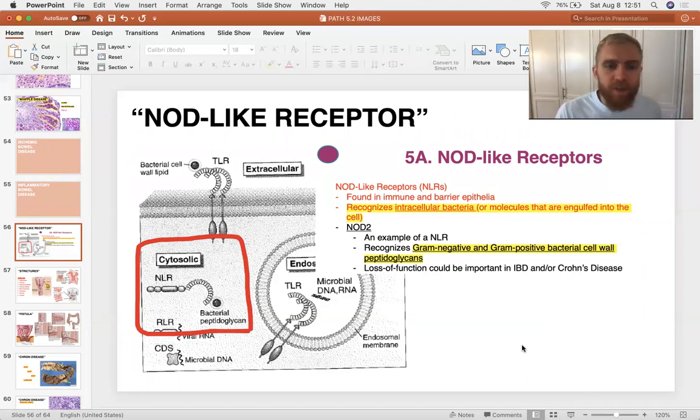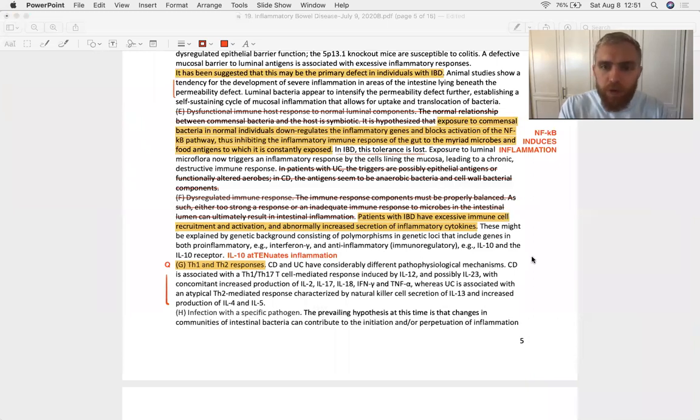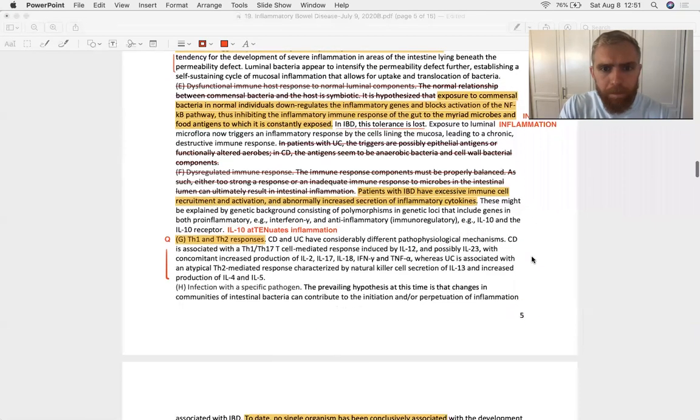So you've got this very complex tolerance built up to commensal bacteria. But if the proportions of different bacteria in your gut are changed, or if there's an invasive species introduced, that can be the trigger, we believe, which is going to start the progression of IBD. So that's what that paragraph is saying.